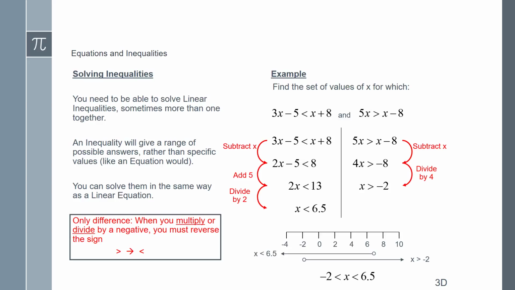If there's just one region, it's one single inequality. If they overlap in a couple of different places, then we'll have two inequalities.